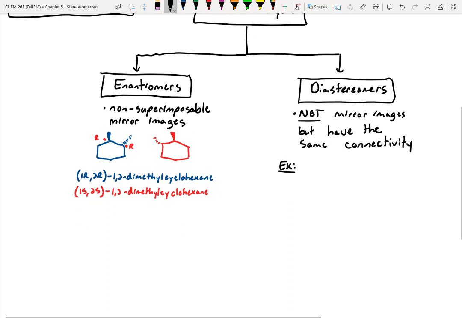So there's some that you may have seen already in your biology classes. We've got cis alkenes versus trans alkenes. These are connected in the same way, right? We've got a carbon-carbon double bond in the middle, but one's cis and one's trans. They are clearly not mirror images of one another, so these would be classified as diastereomers. So that's one example using alkenes. Let's look at another example using hydrocarbons.